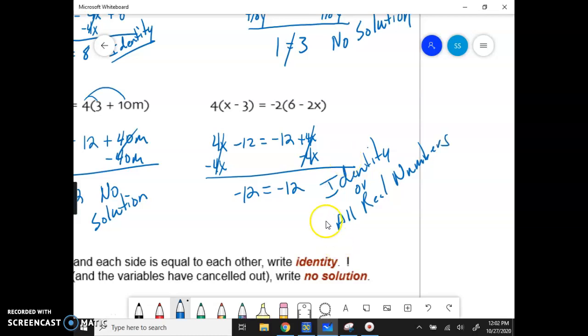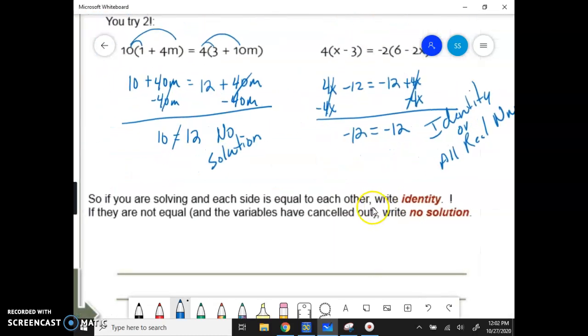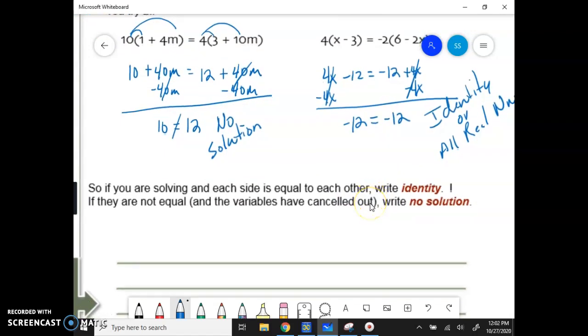Just as a review, when you're solving and each side is equal to each other, write identity. If they're not equal to each other and the variables have canceled out, write no solution. You can give these practice problems a shot. Go ahead and watch my practice problem video if you need help. If you still need help after that, come see me on my Google Meet.